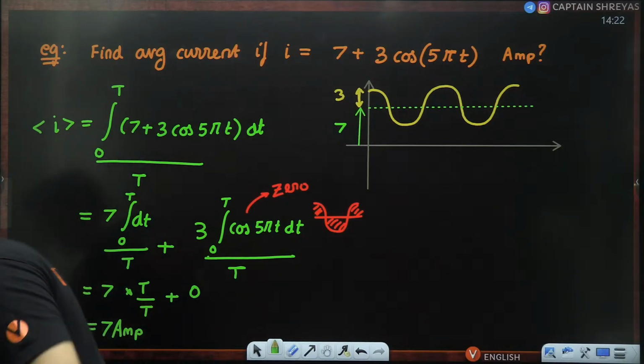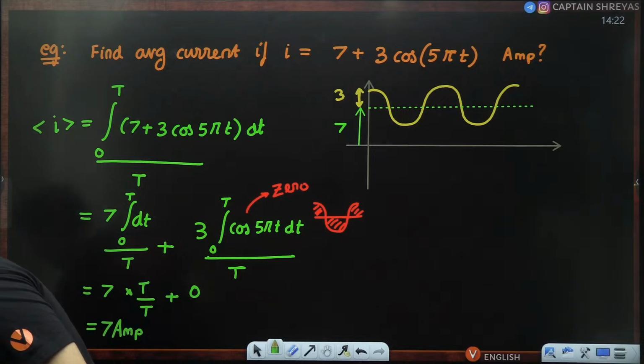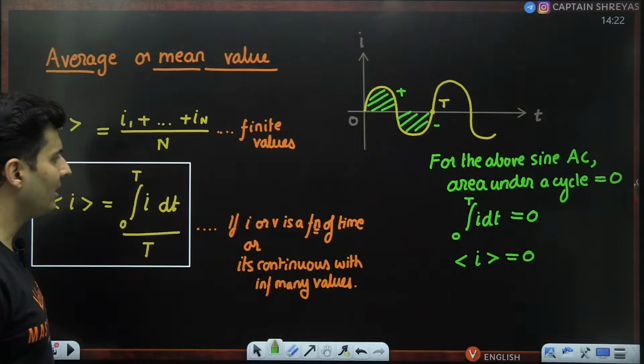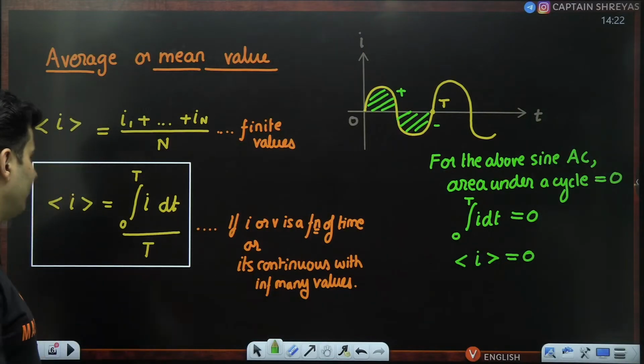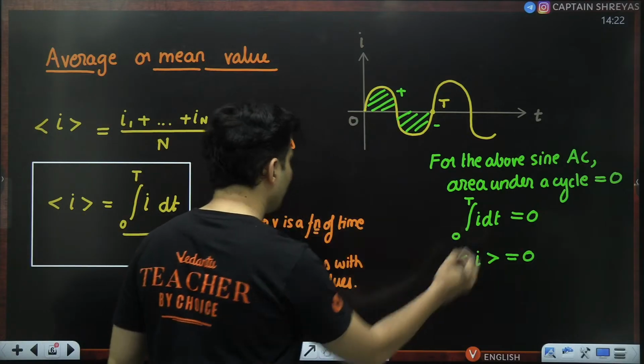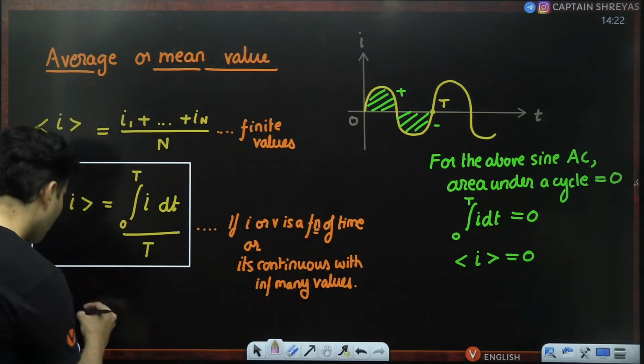Awesome. Great, clear, Sanjay. So this is how you can find the average values of currents or voltages. So that was average. Now you might be wondering, why do we need average? The reason for that is, note this very important point which I'm going to give you.